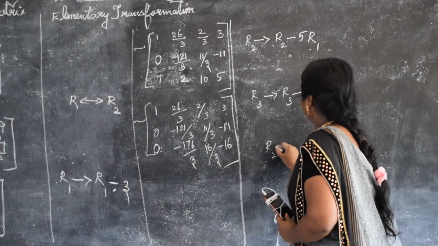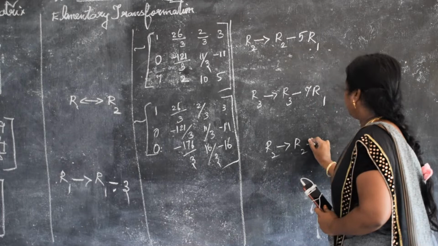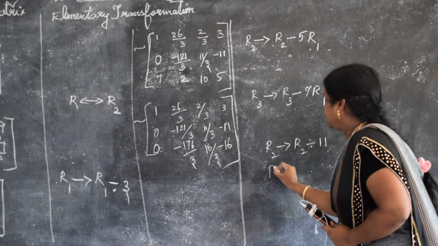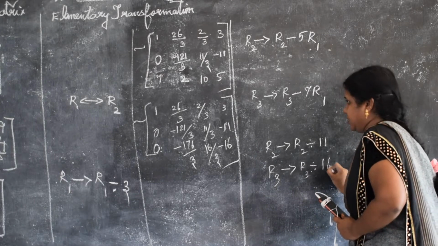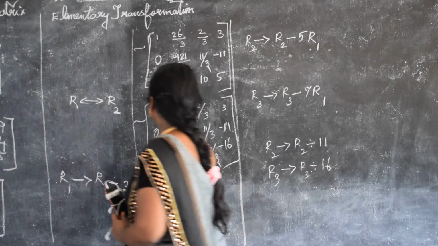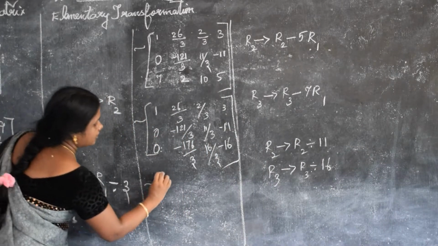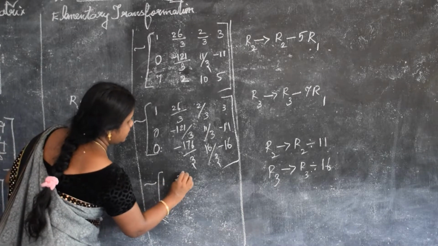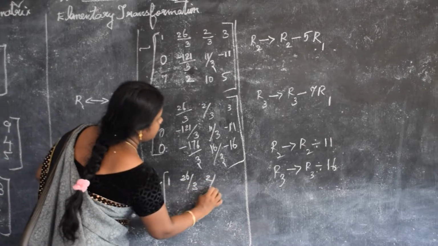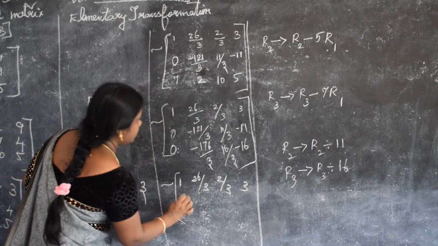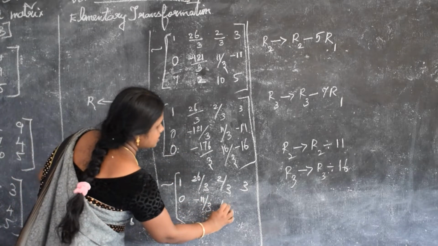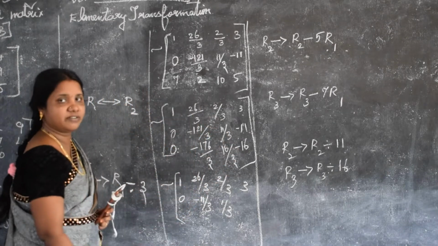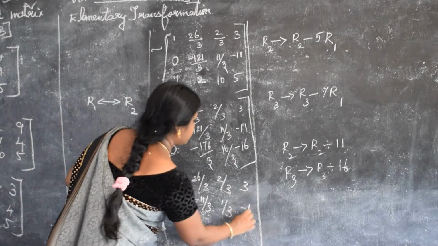This R2 I am going to divide throughout by 11. This R3 I am going to divide throughout by 16. So, write the first row as such: 1, 26 by 3, 2 by 3, 3, 0. If you divide by 11, you will get minus 11 by 3. This is 1 by 3. If you divide minus 11 by 11, you will get minus 1.